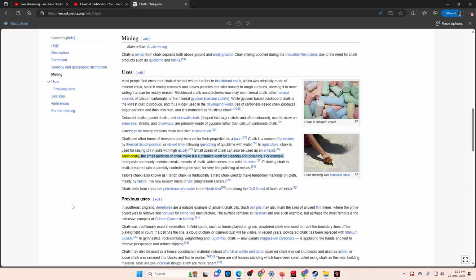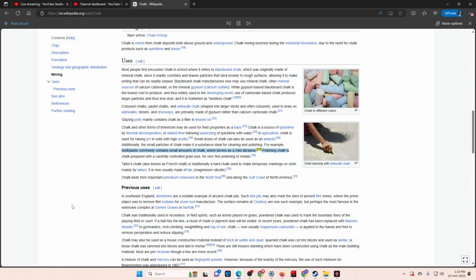Additionally, the small particles of chalk make it a substance ideal for cleaning and polishing. For example, toothpaste commonly contains small amounts of chalk, which serves as a mild abrasive. Polishing chalk is chalk prepared with a carefully controlled grain size, for very fine polishing of metals.